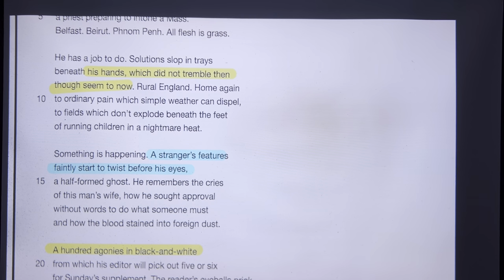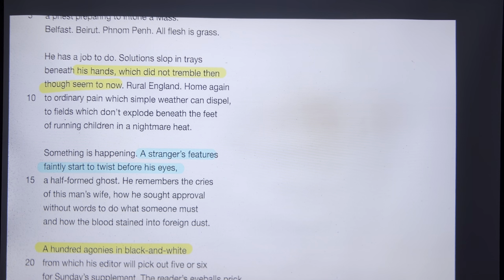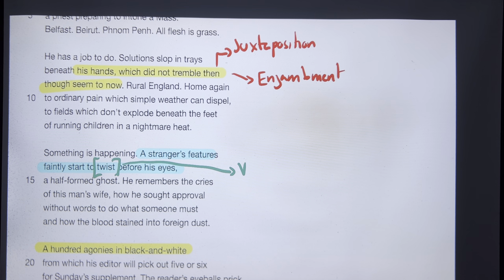Now, what are we saying about these quotes? Number one, the first technique that I would like to talk about in this poem is juxtaposition. And the part about structure that I would like to talk about is the idea of enjambment. That is when it comes to these two quotes. Zoom in to the verb of "twist" and then link it to foreshadowing.